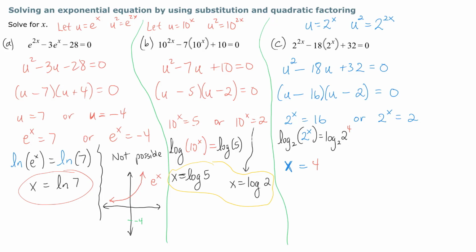In a similar fashion here, we could take log base 2 of this equation and we just get x equals 1. Invisible 1, there it is. x equals 1. Aha! So here we get two answers as well. Notice when you're solving equations, every single line of your work is an equation.